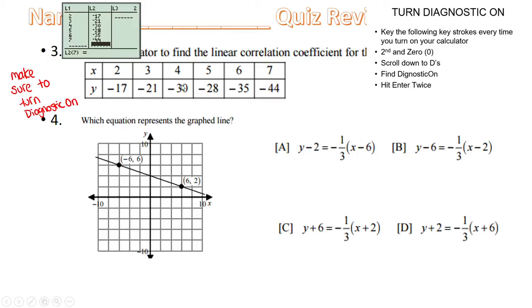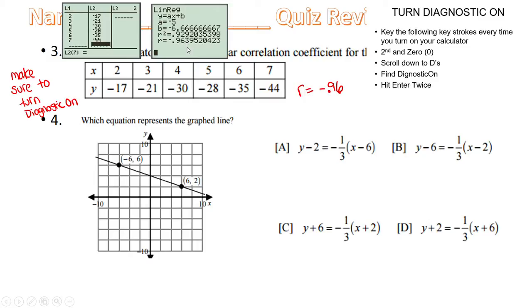And after you type your numbers into stat, do stat calc 4, your R, which is the only thing that's important for linear correlation coefficient, is -0.96 if we only go 2 decimal places. And that's what I want you to write on your quiz, just 2 decimal places. Do not use R squared because R squared is for quadratic.